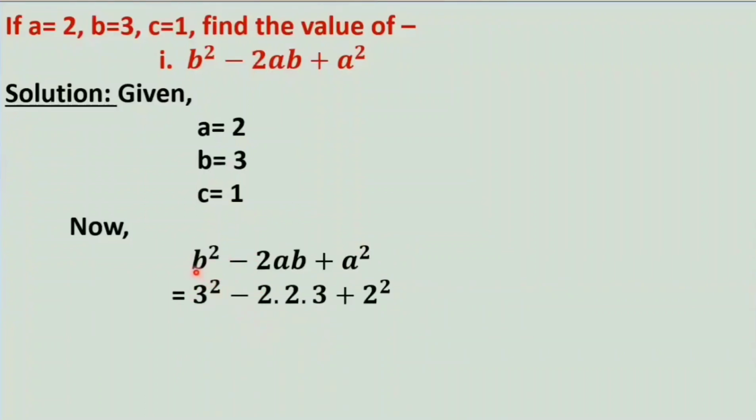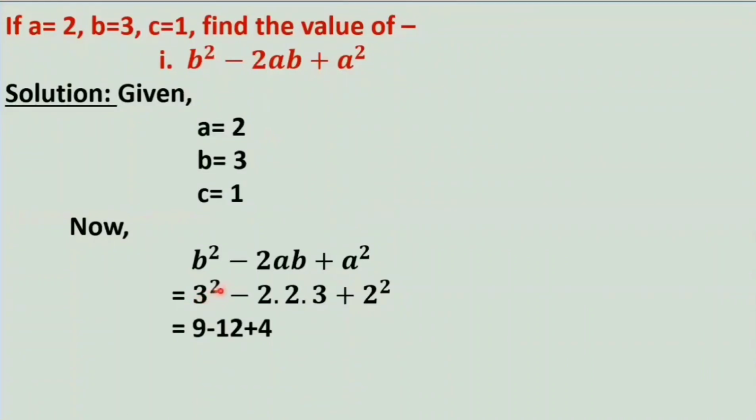See here, the value of B is 3. So here instead of B in the second line, you are writing 3, then square, then minus sign, then 2, then instead of A, you are putting the value of A, that is 2. And here again instead of B, you are putting the value of B, that is 3. And here it is plus A square. So instead of A, you are writing here 2 square. Then in the next line, we will go for calculation.